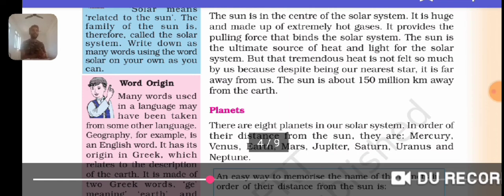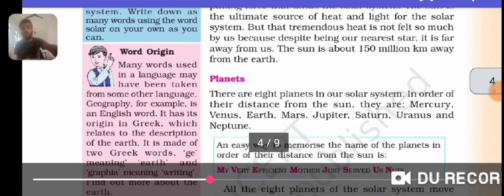And in the next class I will discuss planets. What is a planet? How many planets are there in the solar system? And why is Earth known as the unique planet among all the planets? Okay, so all of these things we are going to discuss in our next video.